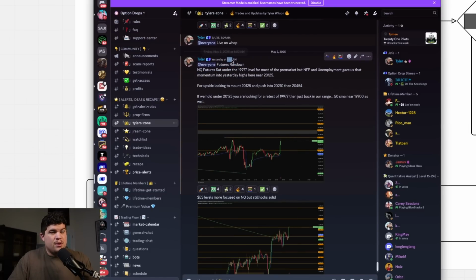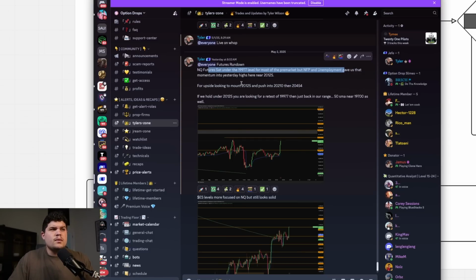Everyone, at market open, well, not 30 minutes before market open, around 30 minutes, I like to get situated so people have an idea what to look for. NQ futures sat under the 19,977 level for most of the pre-market, which was a major level. We had non-farm payrolls, and sometimes you have economic data and people will say, do you trade economic data? Not at that moment, but I'll trade it at market open.